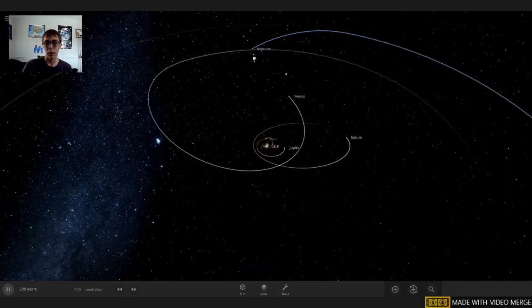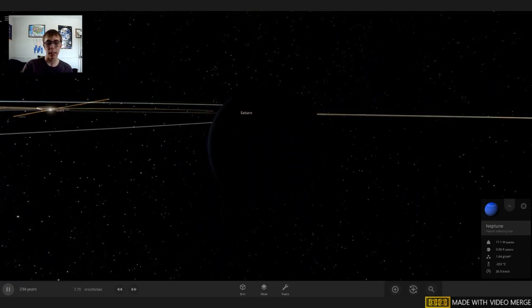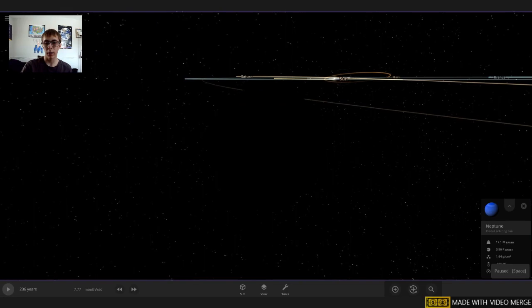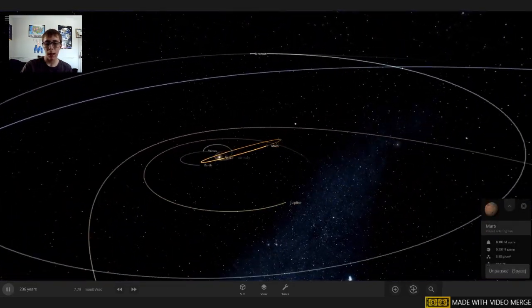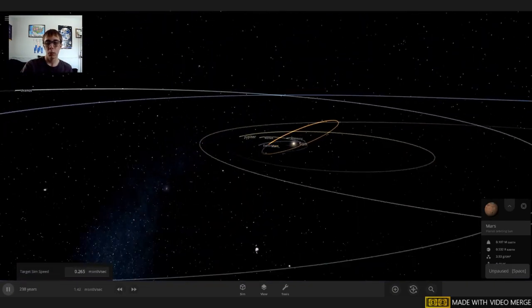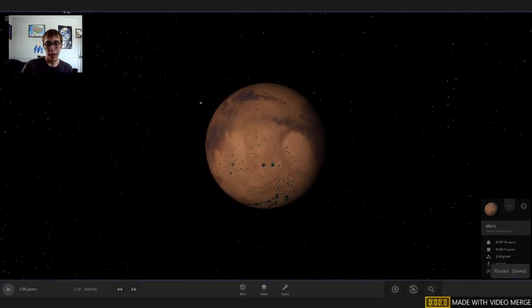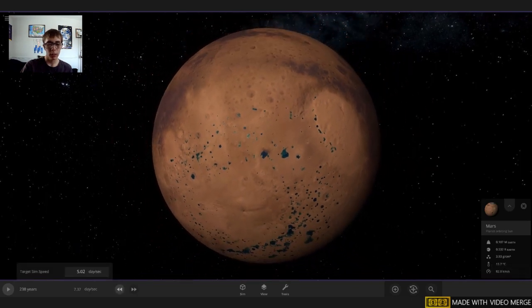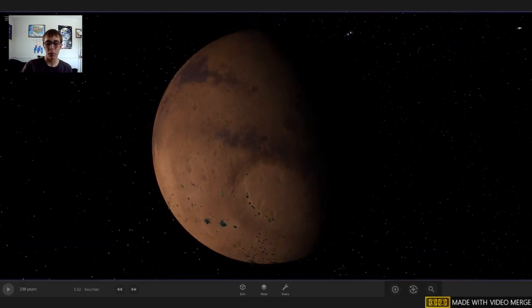Let's turn the trails back off. So you see Neptune's cruising in, Saturn. Actually, while we're here, I think Neptune's getting a little bit more sunlight now. Wait a minute. Mars has completely flip-flopped its orbit somehow. I don't know how that happened. So Mars is now on some sort of eccentric orbit, which means now it gets... Wait, is that water? That's water. We finally have water on the red planet.